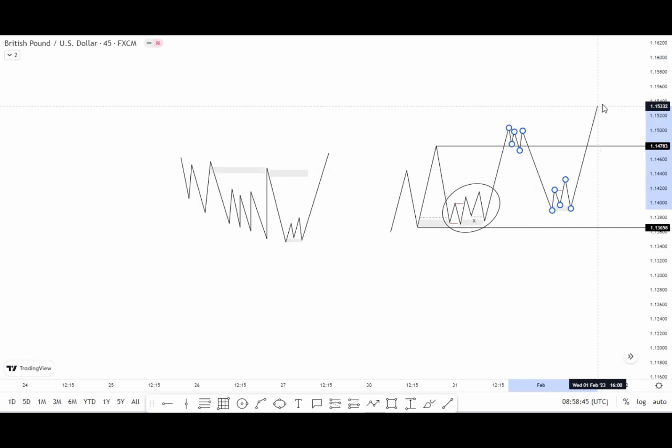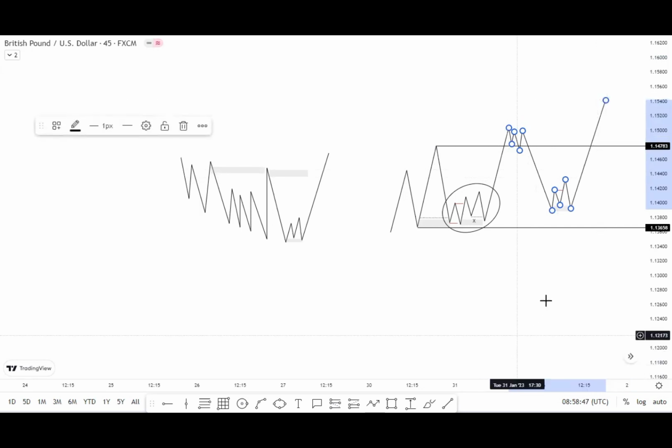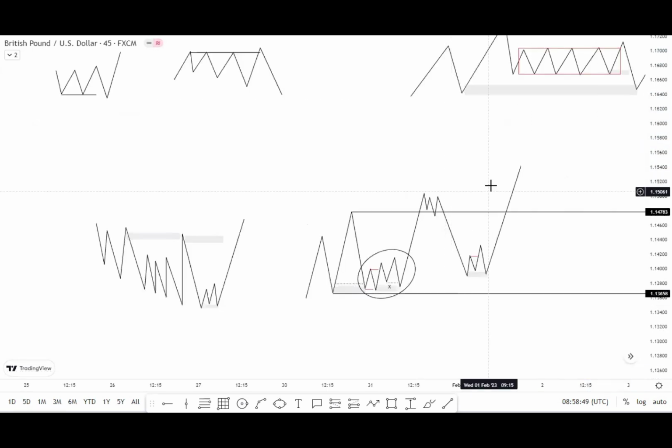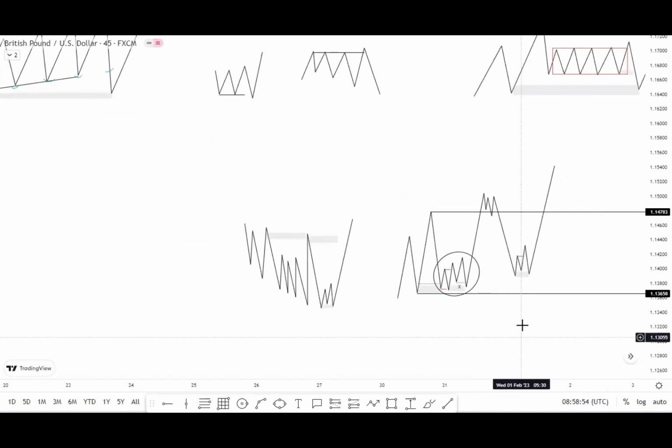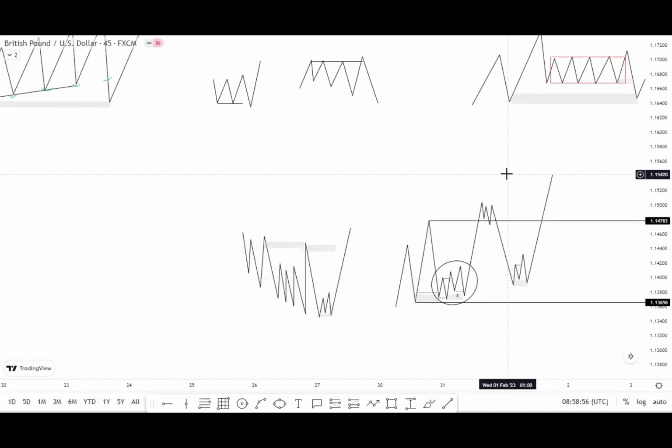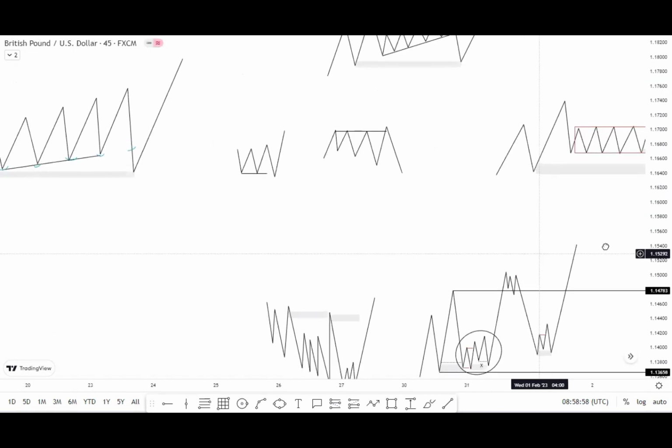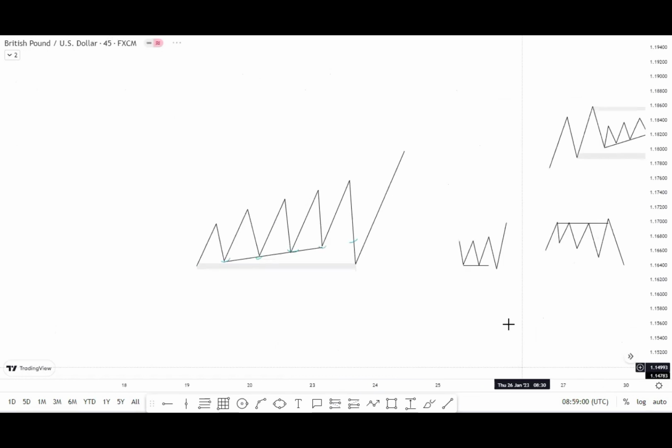So that's basically the external range and internal range liquidity. So let's go straight to the chart. And secondly, we have structural liquidity and the rest that are within your higher time frame ranges.